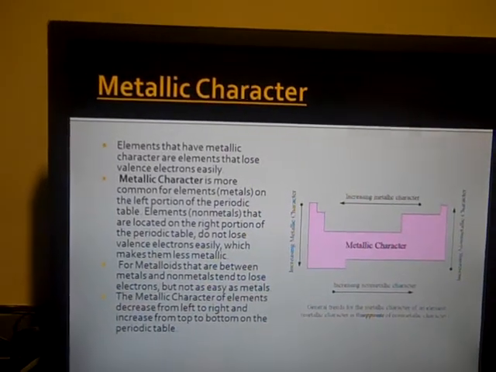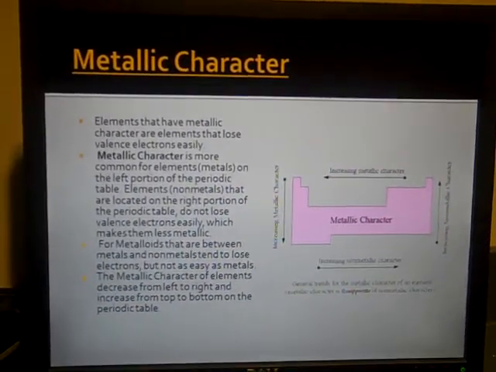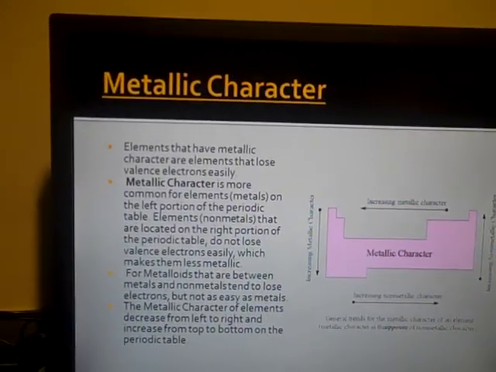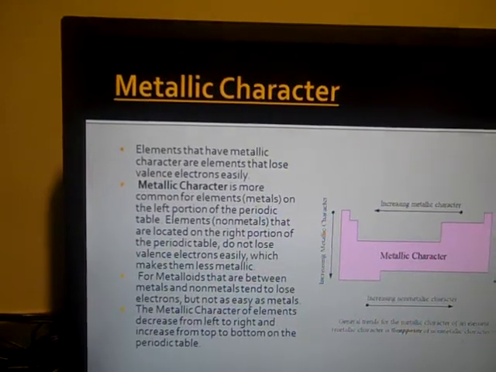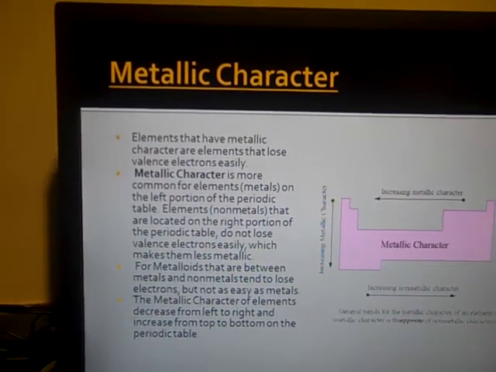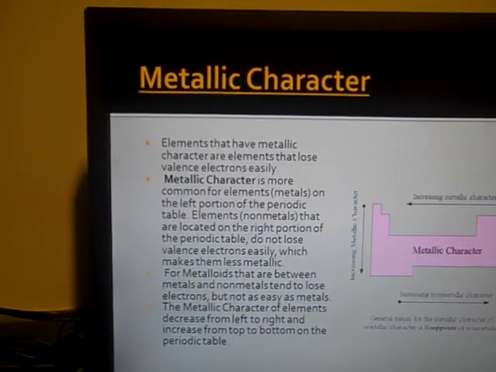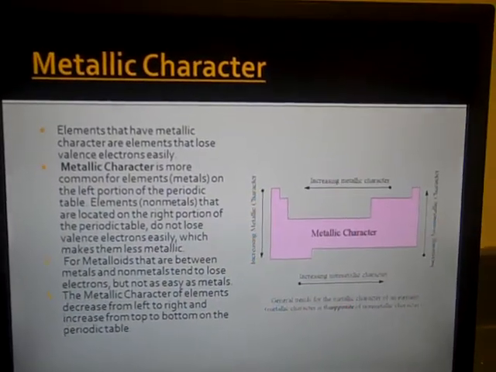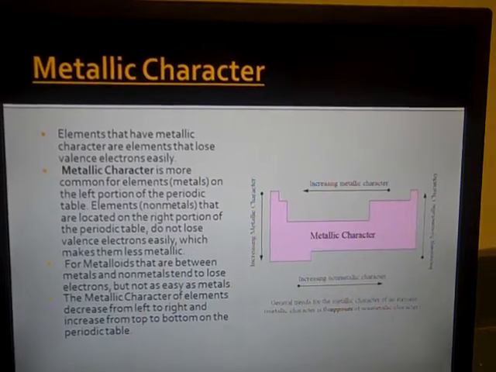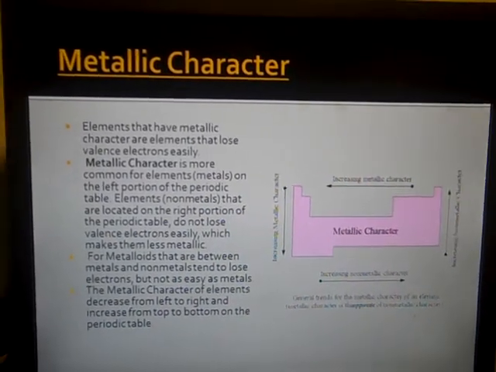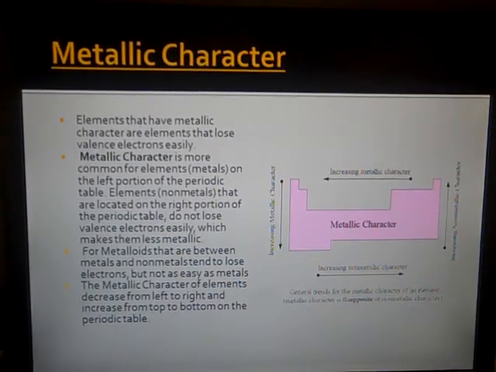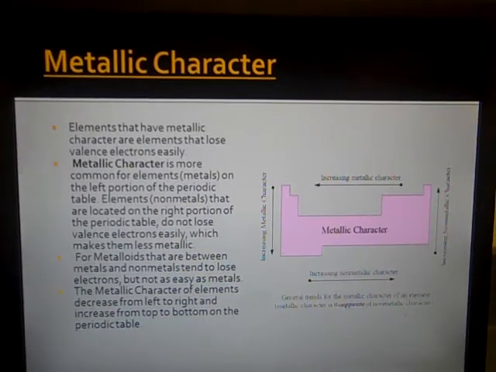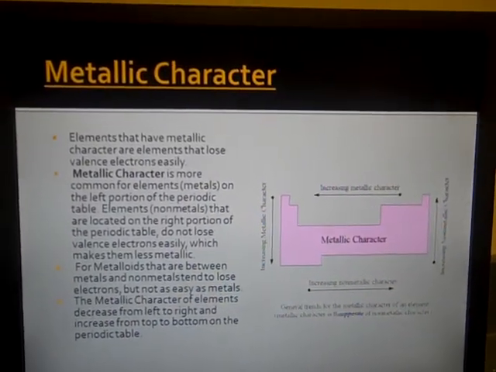Metallic character. Elements that have metallic character easily lose valence electrons. Metallic character is more common for metals, which are on the left portion of the periodic table. Non-metals, which are located on the right side of the periodic table, do not lose valence electrons easily, so this makes them less metallic. Metalloids, which are between metals and non-metals, tend to lose electrons, but not as easily as metals.